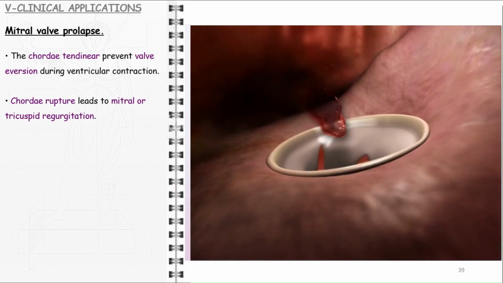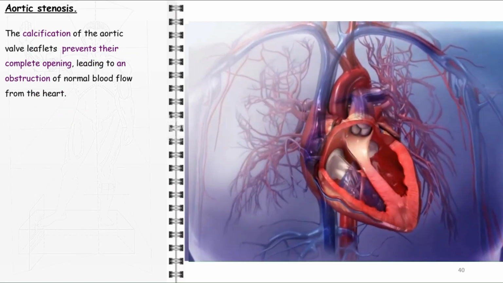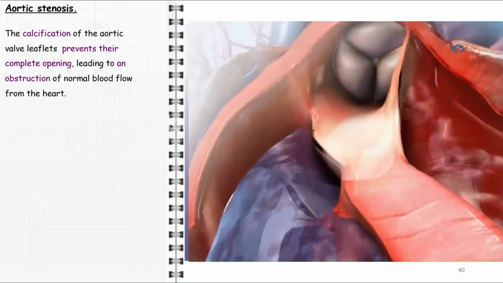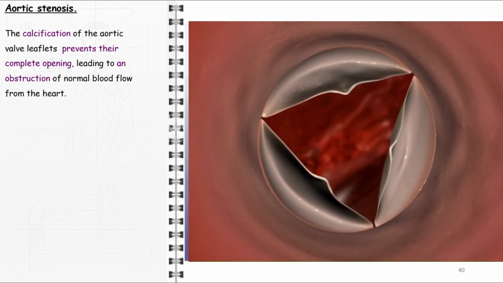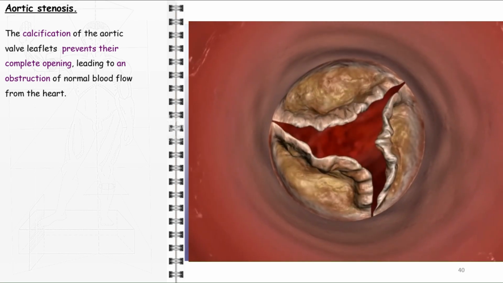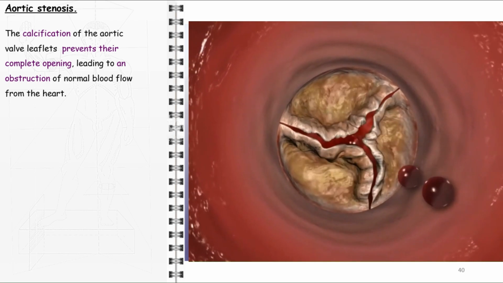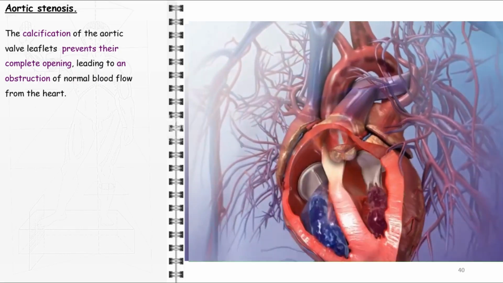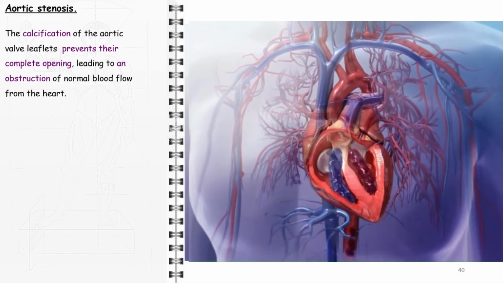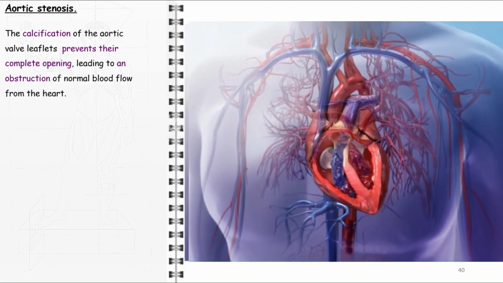The calcification of the aortic valve leaflets prevents their complete opening, leading to an obstruction of normal blood flow from the heart. This condition, known as aortic stenosis, forces the left ventricle to work harder to pump blood through the narrowed valve, which can eventually lead to ventricular hypertrophy and reduced cardiac efficiency.